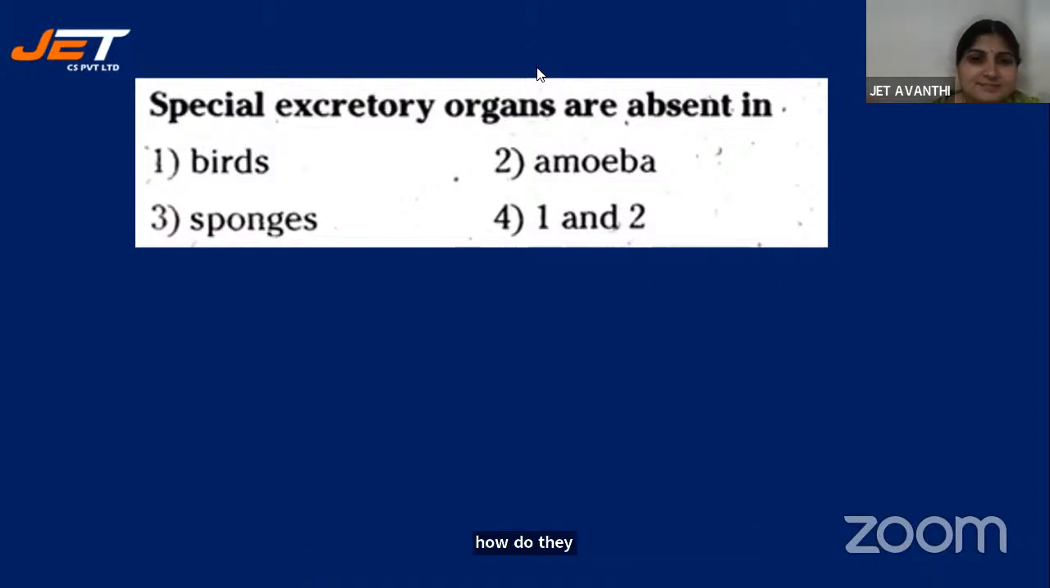Sponges? No. Avinash has given the correct answer. Chintu has given the correct answer. Yes. Jessica has given the correct answer. Shiva has given the correct answer.